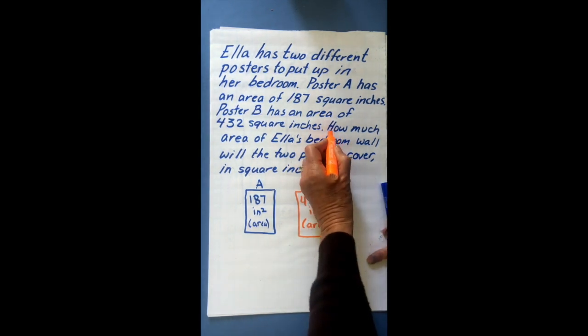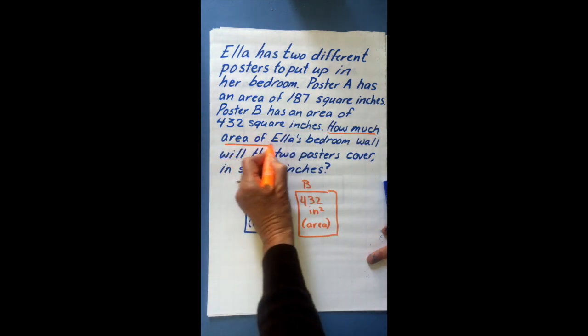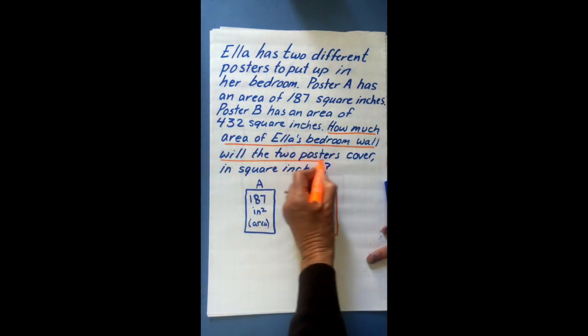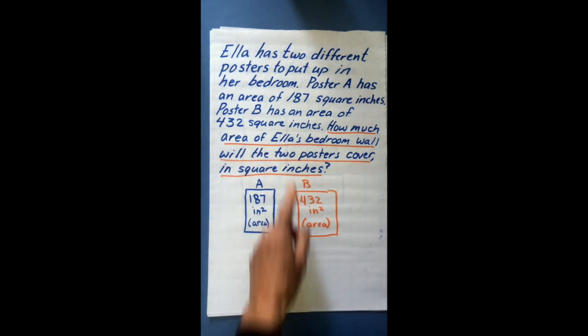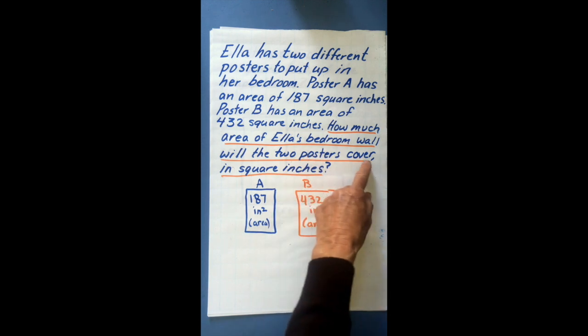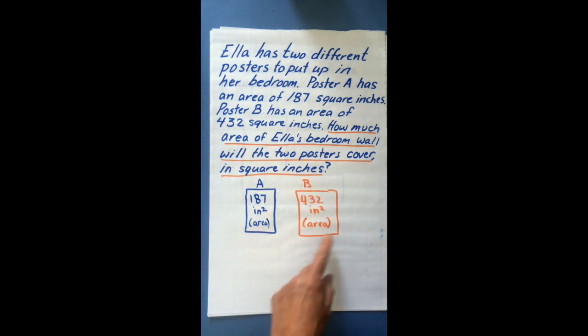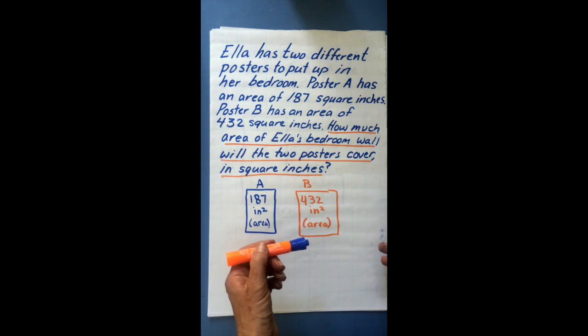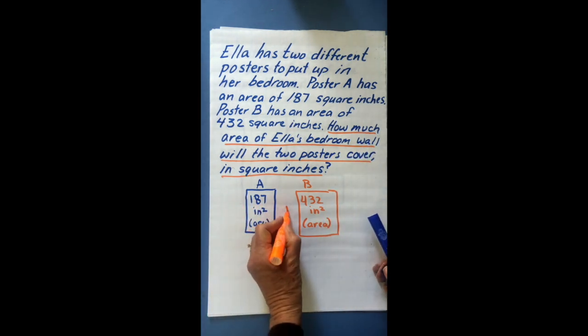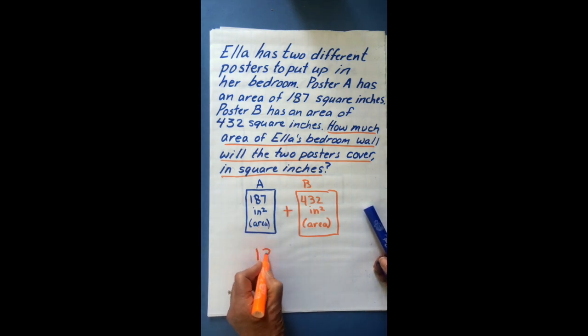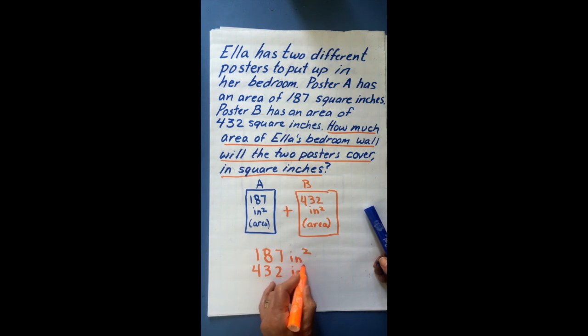So now I like to read the question. Sometimes I underline it. Okay, it says, how much area of Ella's bedroom wall will the 2 posters cover in square inches? Well, they're already in square inches, so all I have to do, these 2 pictures are going to take up the room, so all I have to do is add them together. So all I do is add 187 inches squared and 432 inches squared.